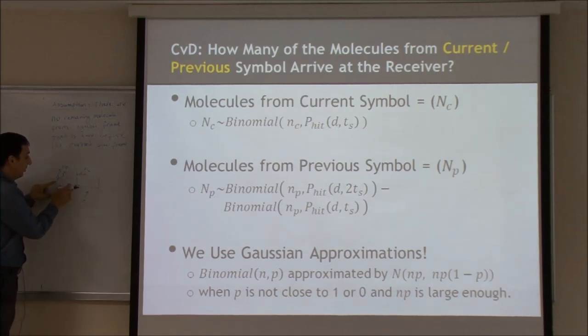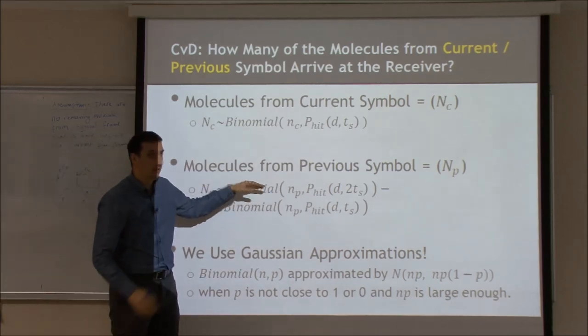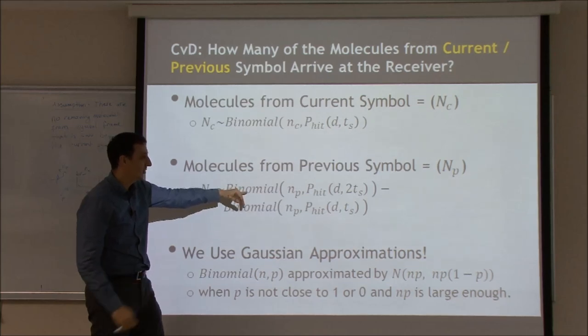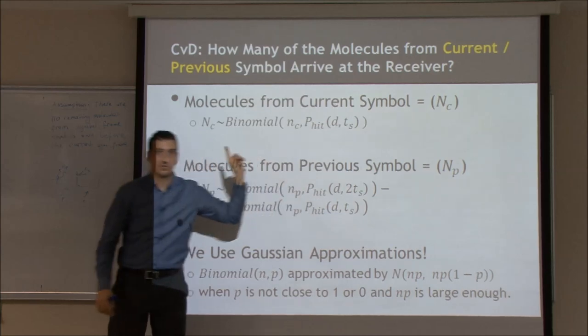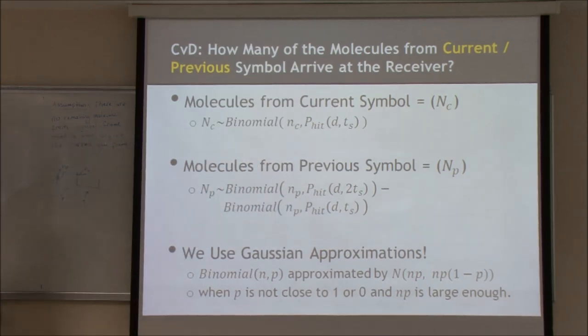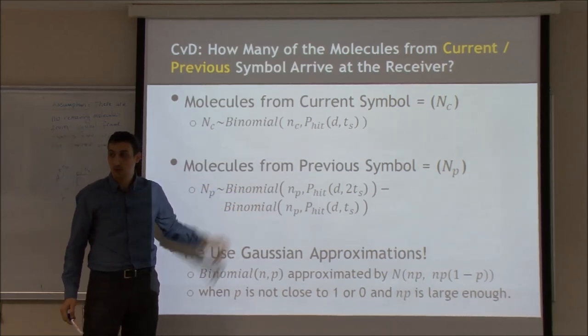You will subtract this part from this part. Okay, we have two TS for arriving molecules, but you remove one TS part. So they obey binomial distributions individually, for two TS part minus one TS part. What do we do? We have the Gaussian approximations of both.